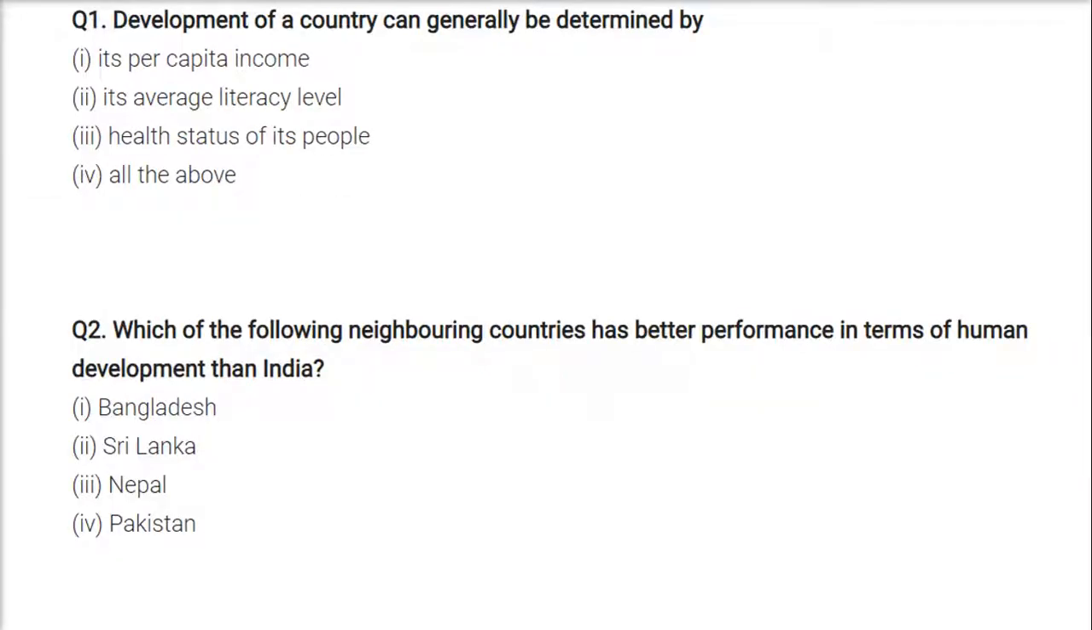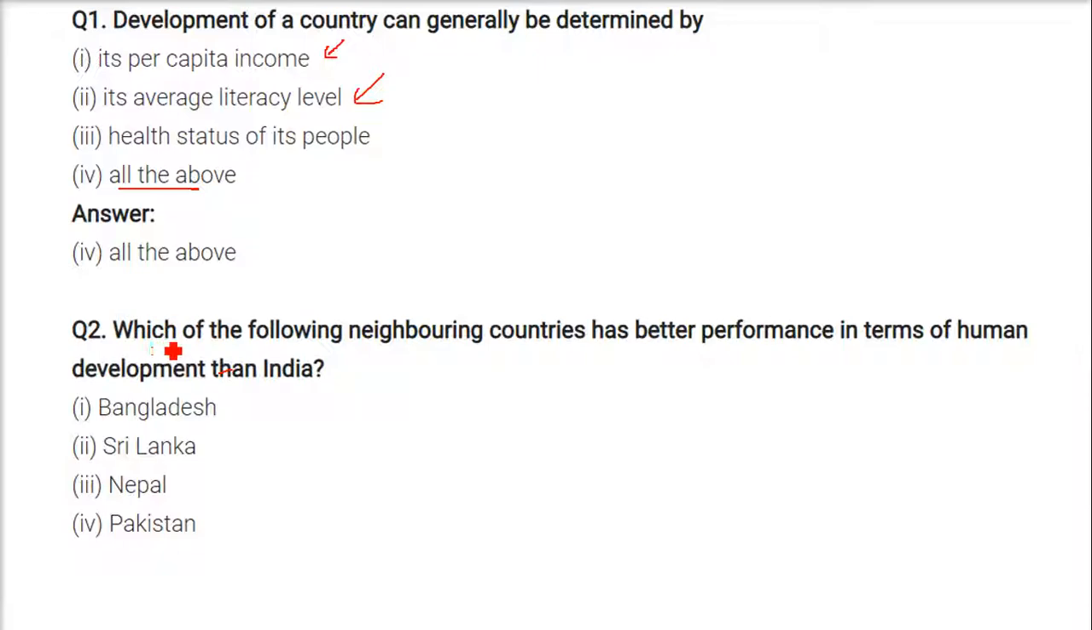So first one is the MCQ. Development of a country can generally be determined by. How can we determine the development of a country? The answer is all of the above. That is, its per capita income, its average literacy level, and the health status of its people.